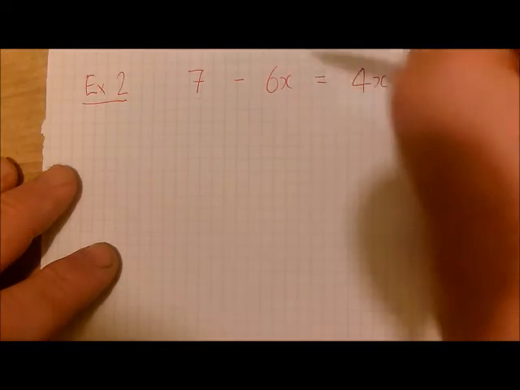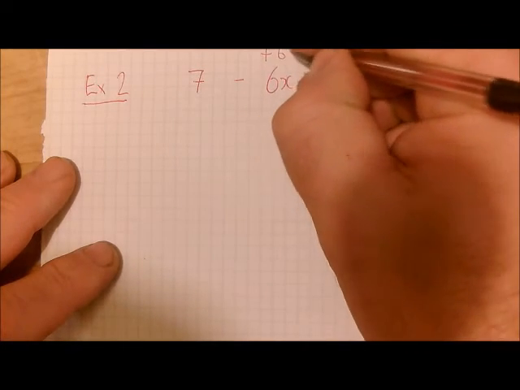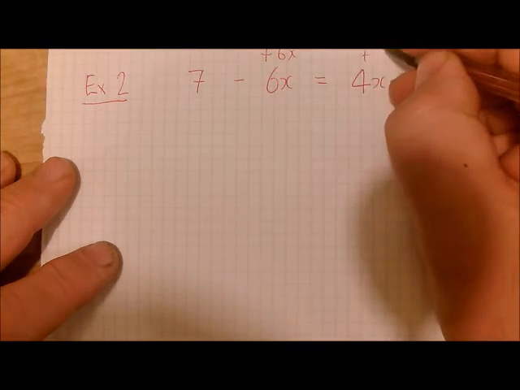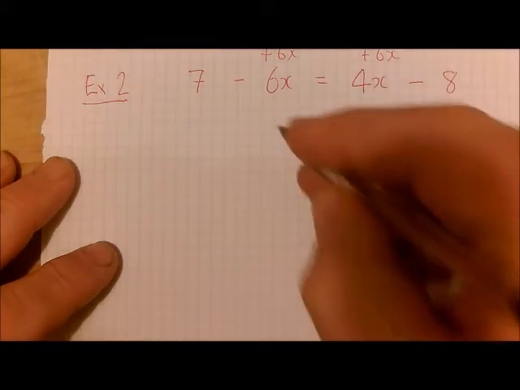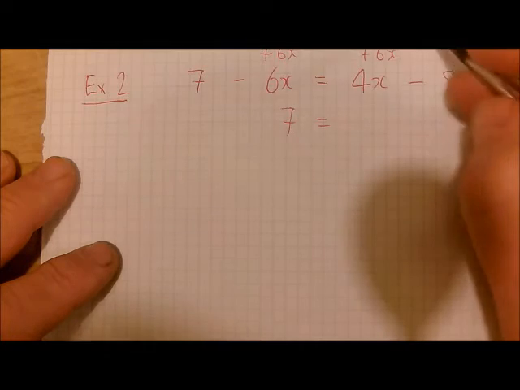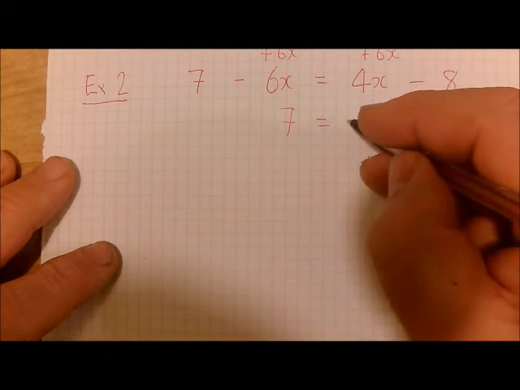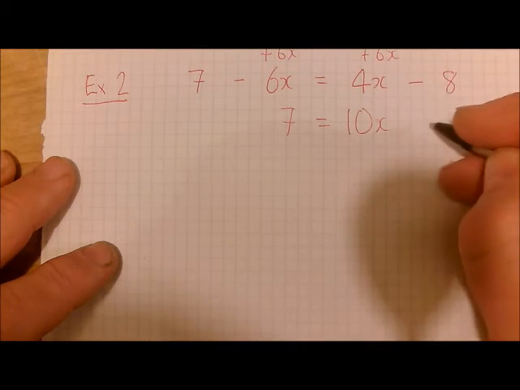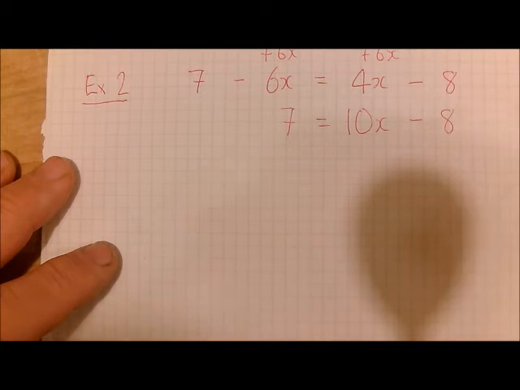So to get rid of minus 6x, I add 6x to both sides. On the left hand side leaves me with 7. On the right hand side, 4x plus 6x gives me 10x, and I still have the minus 8 to consider.